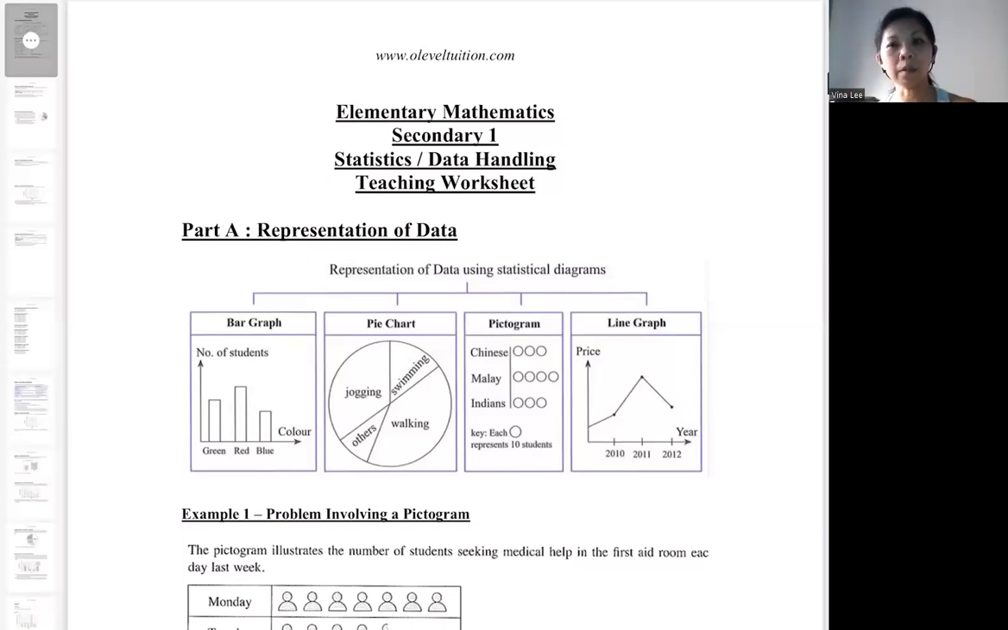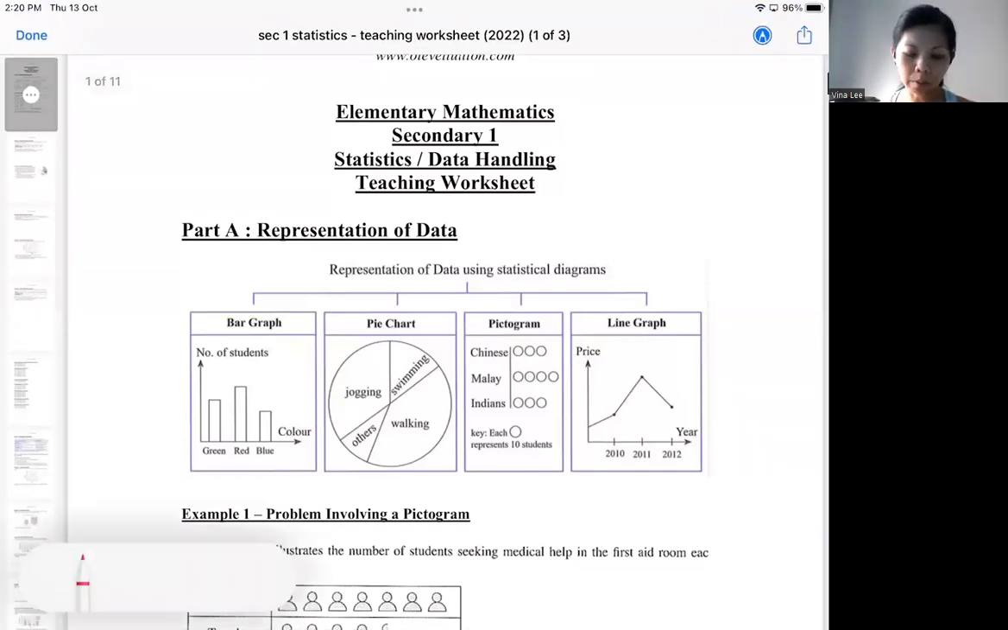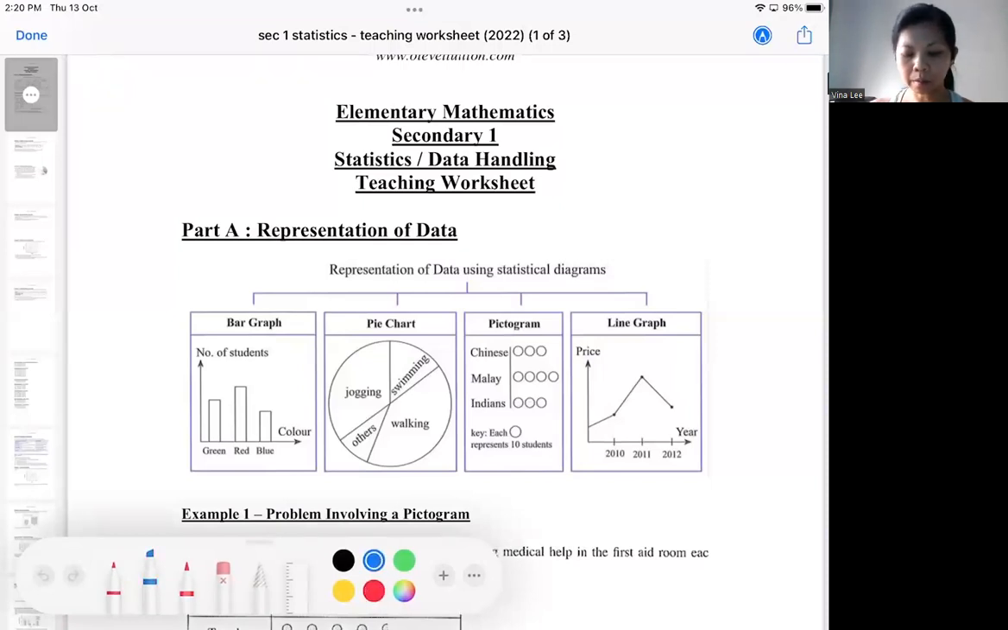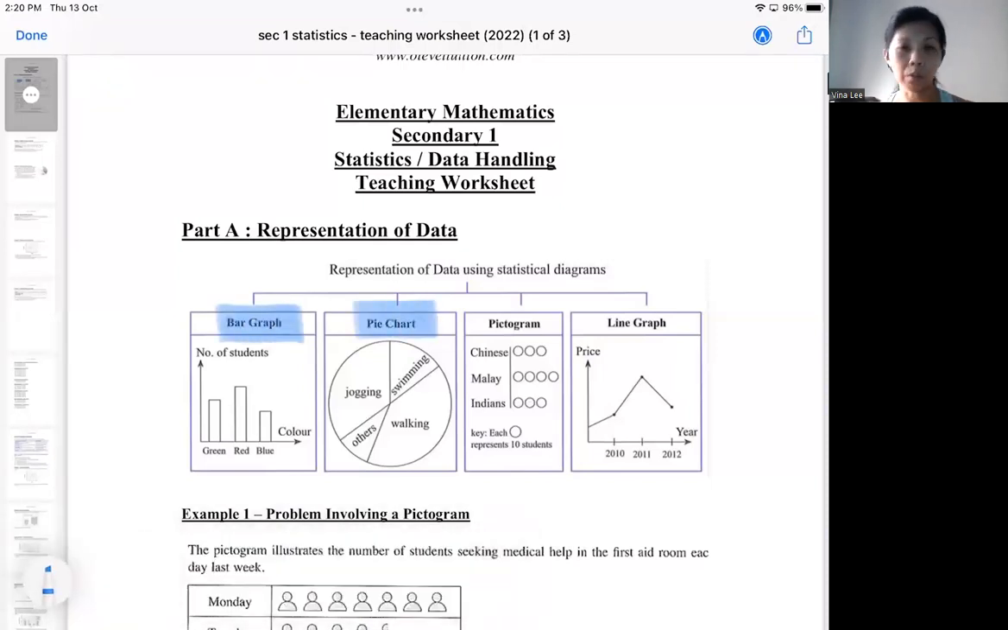So the first part of statistics, we talk about representation of data. We try to represent data using statistical diagrams. In Sec 1, you're going to learn how to represent data using bar charts and pie charts. Bar charts and pie charts may not be new to you. You might have encountered them in primary school. Pictograms are also not new to you. In fact, all the four statistical diagrams here are not new to you, so it should be quite easy. But just a quick run through.